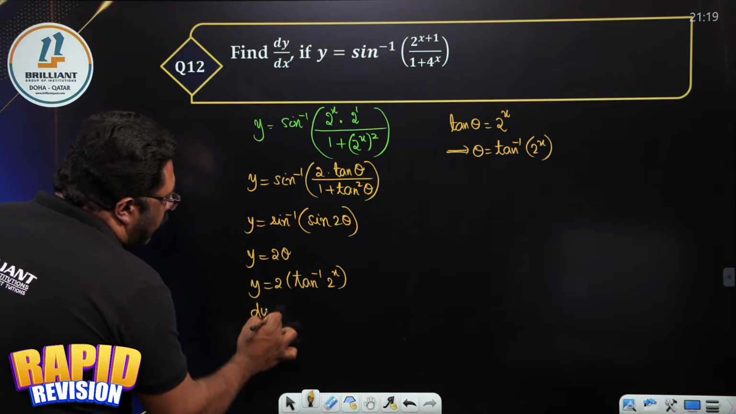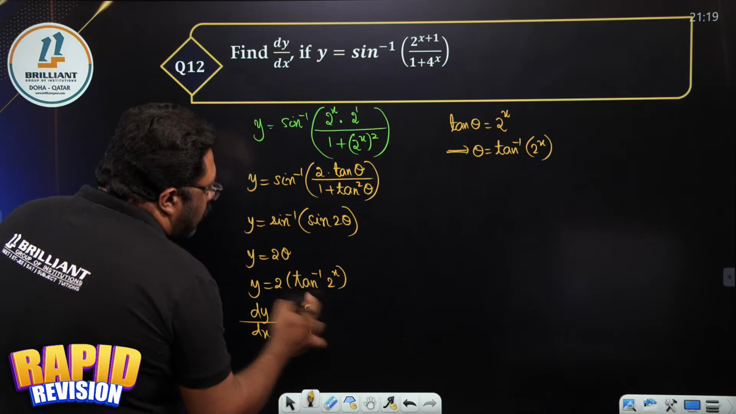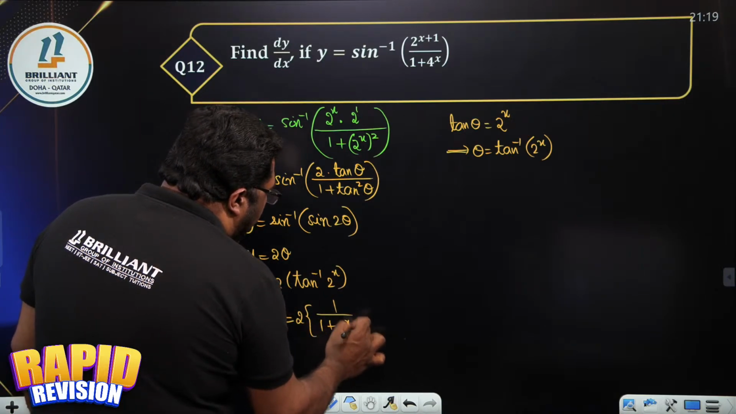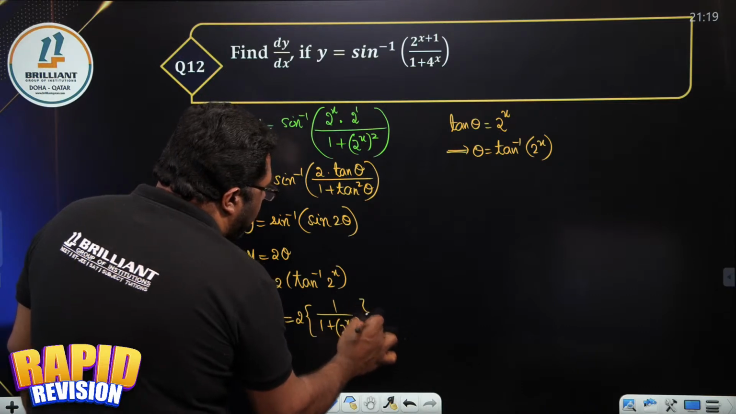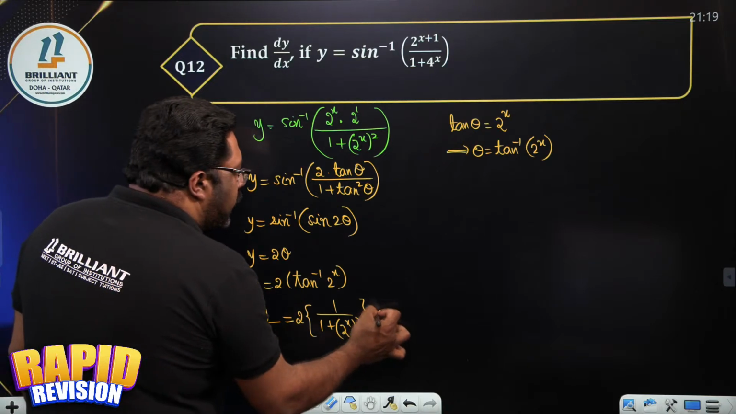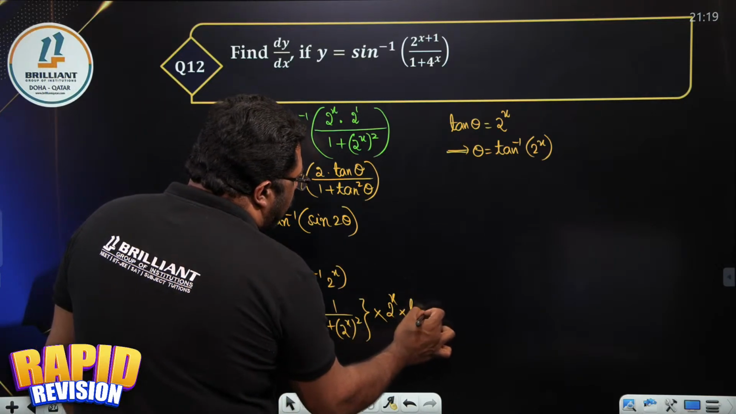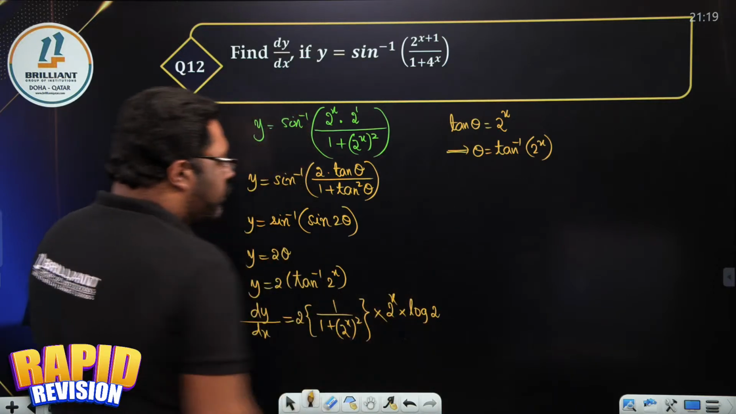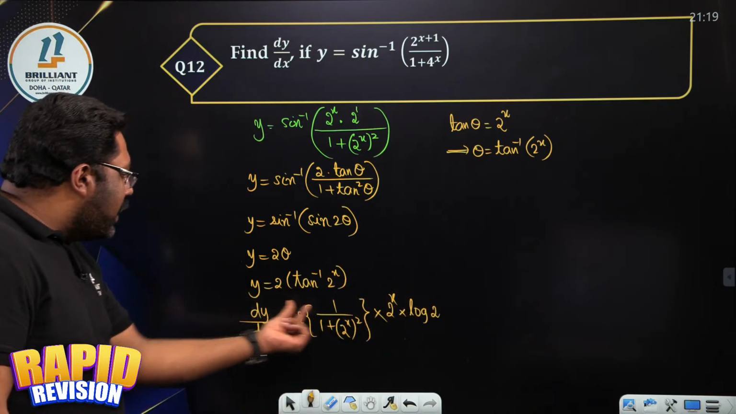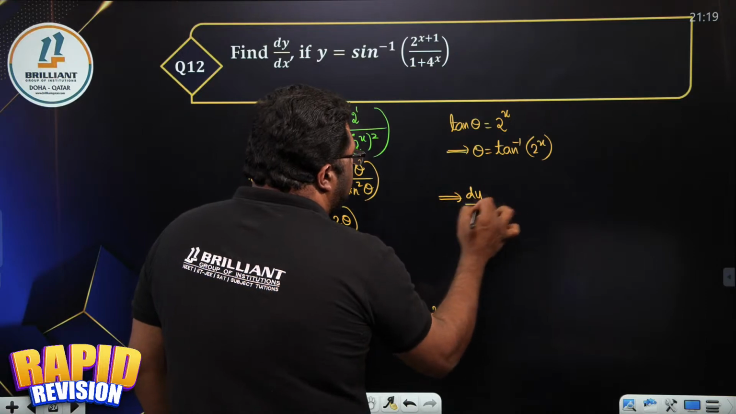So what is the derivative of y? Derivative of tan inverse is 1 by 1 plus x squared. But it's not x, it's 2 raised to x. And so the derivative of 2 raised to x is 2 raised to x into log 2. What is the derivative of a raised to x? A raised to x into log a. So you can just make some small arrangements and make it look like the question.